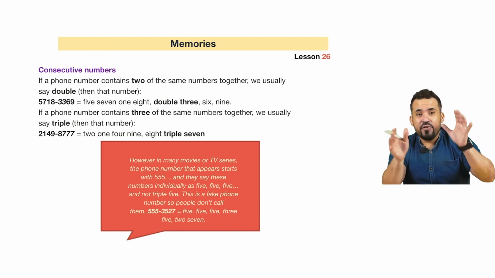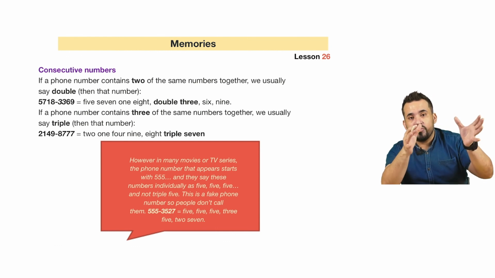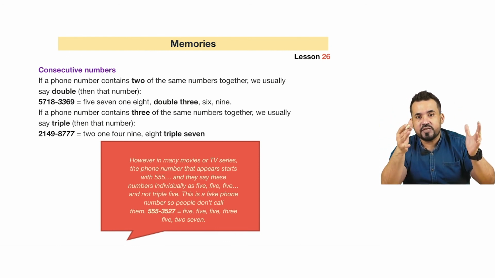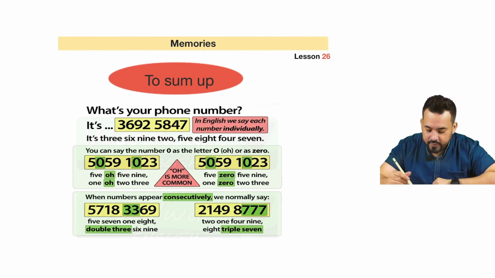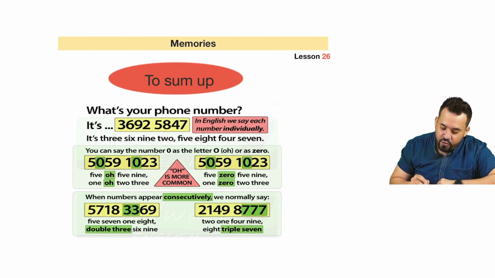So anyways, if you have two of the same number, you say double. If you have three of the same number, you say triple. If you have a zero, you say O. To sum up, what's your phone number? The zero is O, the double is double, and the triple is triple.